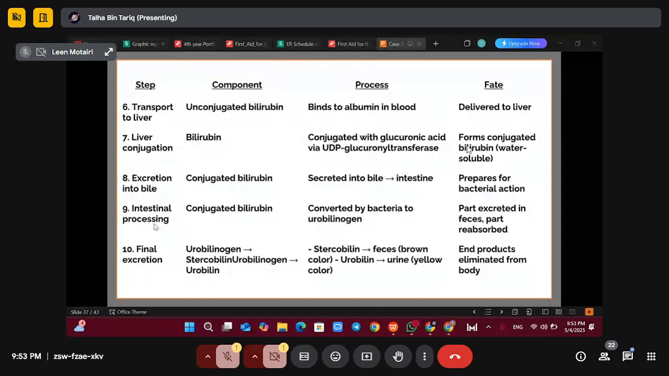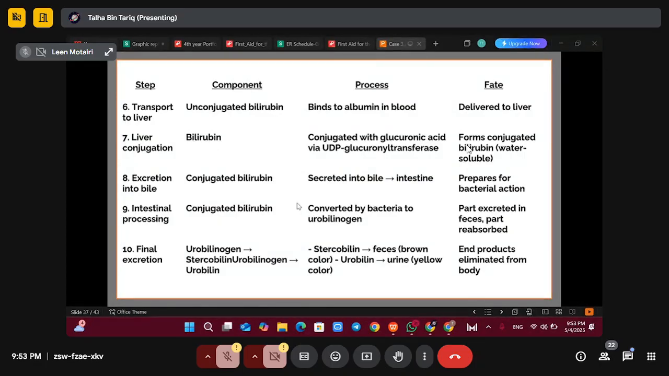Then intestinal processing takes place. The bile is going into the intestines and it's being used up. It has conjugated bilirubin. This conjugated bilirubin is now converted by the intestinal bacteria into urobilinogen. Now this urobilinogen, some of it is excreted in the feces, as I said, as stercobilin, and some of it is reabsorbed and converted into urobilin and goes to the kidneys and to the urine and forms the yellow color of the urine.